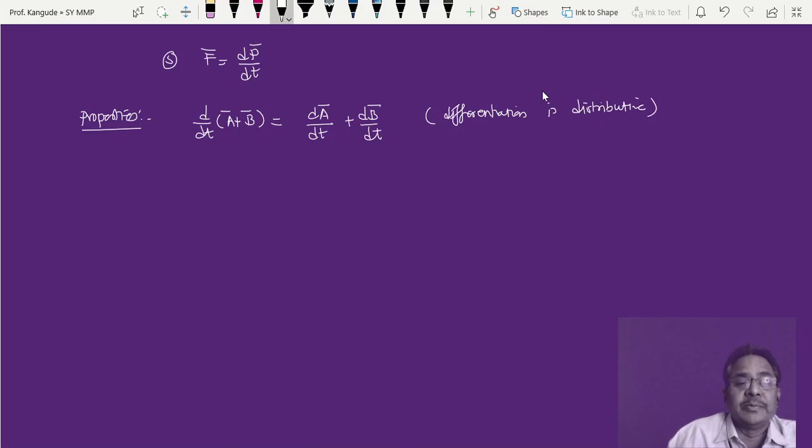So we can distribute this. d by dt of A bar plus B bar can be written as dA bar upon dt plus dB bar upon dt. So either you can calculate this or this, you will get the same quantity. So differentiation is said to be distributive.